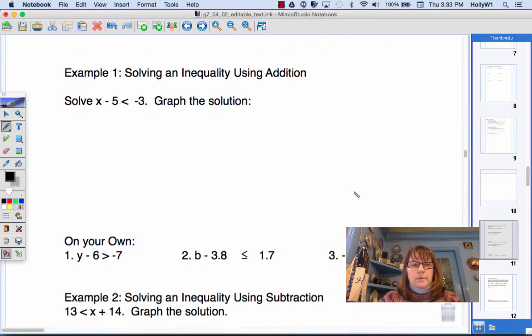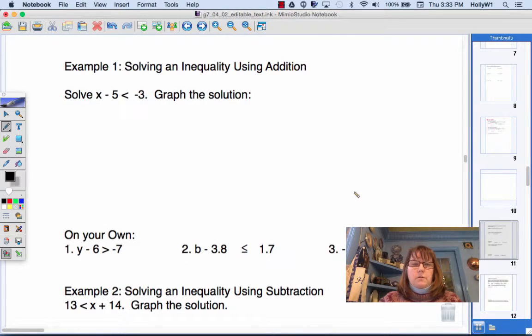In our example, we're going to solve an inequality using addition. We have the original problem here: x subtract 5 is less than negative 3. This really isn't much different than what you did when this was an equality. We needed to isolate x, and the same thing is true. We're going to do that by adding 5 to both sides.